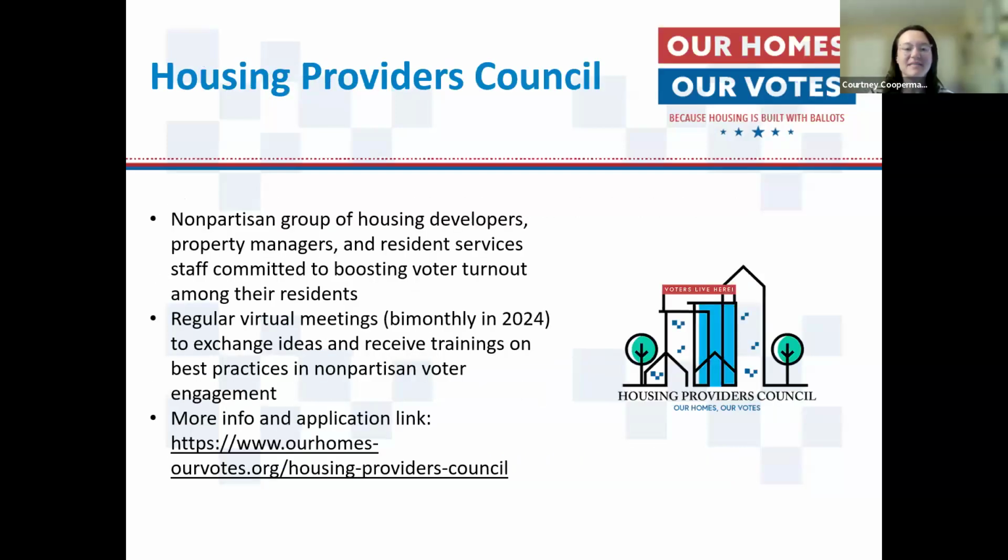We also have a Housing Providers Council. We actually got one question in the Q&A about this that I responded to directly. But if you are with an affordable housing developer, property manager, or resident services staff, this is a great opportunity to have a deeper dive and some trainings that are more specific to those groups on doing nonpartisan voter engagement. We just dropped that sign up link in the chat.